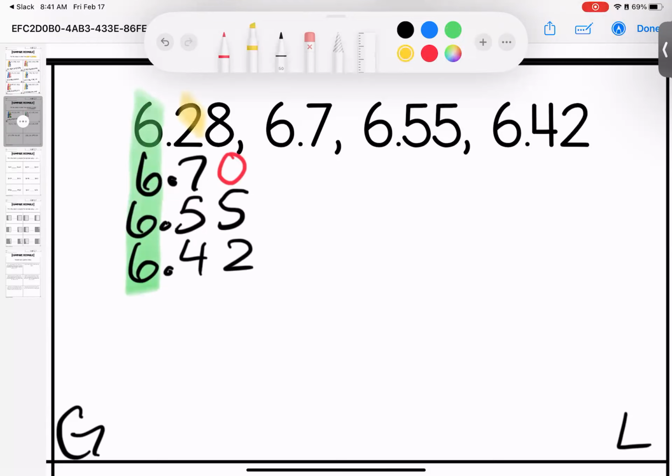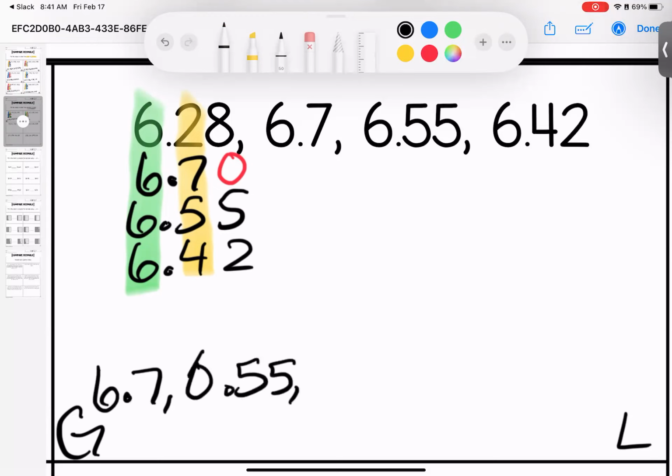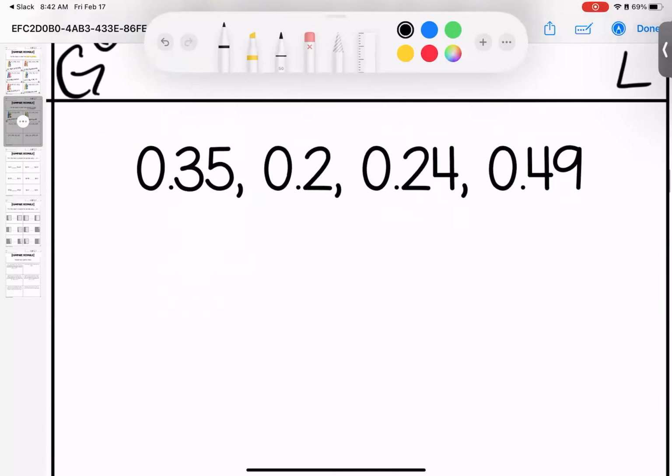Ones place, all the same. Tenths place, 2, 7, 5, 4. The greatest is the 7. And then the 5. And then the 4. And then the 2. 6 and 7 tenths, 6 and 55 hundredths, 6 and 42 hundredths, 6 and 28 hundredths. Write them out.